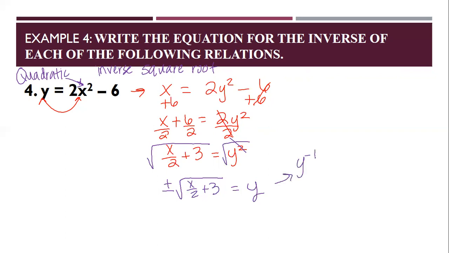All right. Now, last step is to write it in inverse notation. So y inverse equals plus or minus square root of x over 2 plus 3.